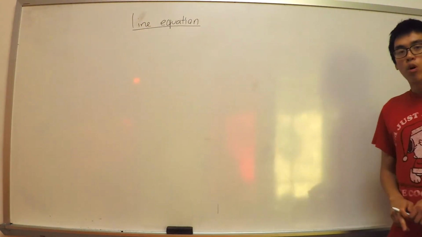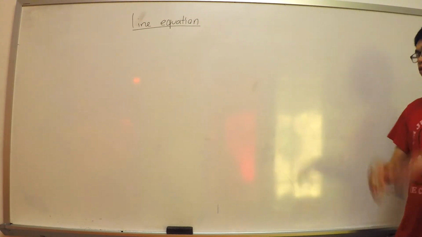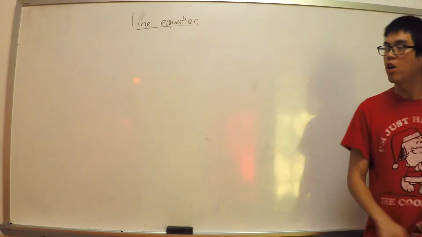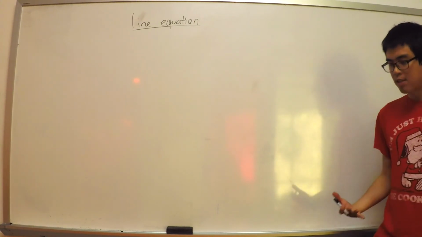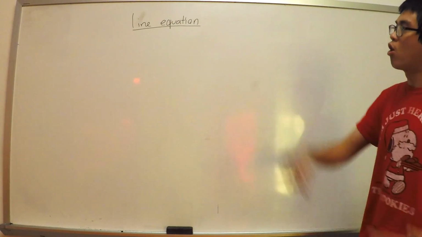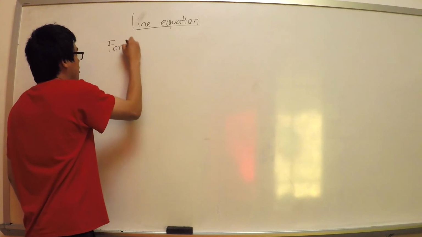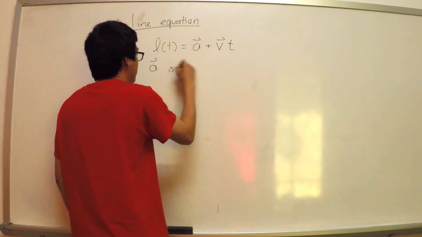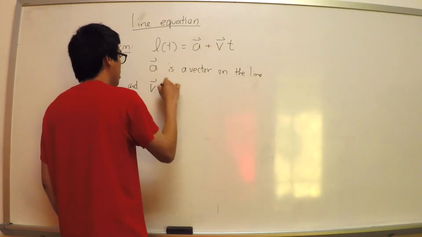Alright, now we want to generate a lot of vectors. So far we just did one vector, two vectors, add them up, you get a third vector. Now we will have something that can generate a bunch of points or a bunch of vectors, and those vectors together will form a line. That's what we call the line equation. The form is going to be something like this: L(t) equals A plus t times V, where A is a vector on the line.